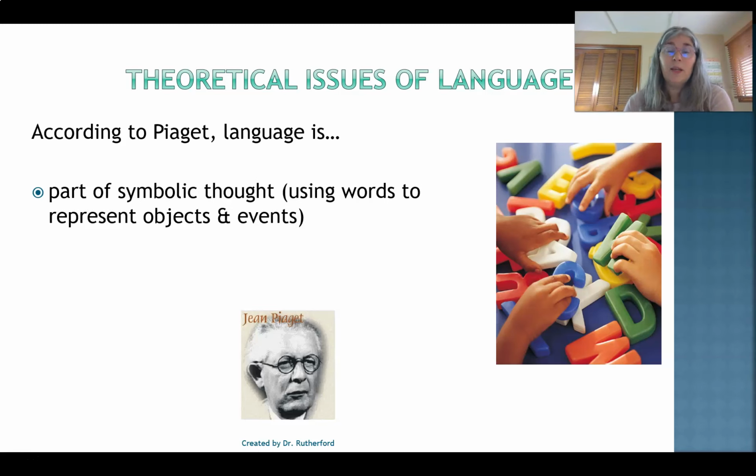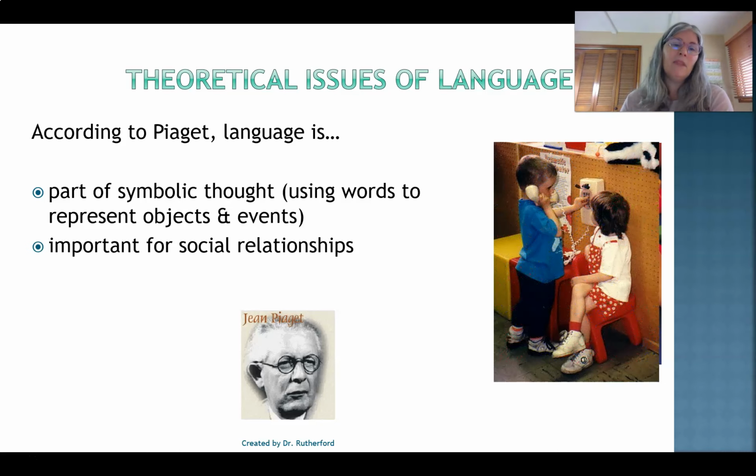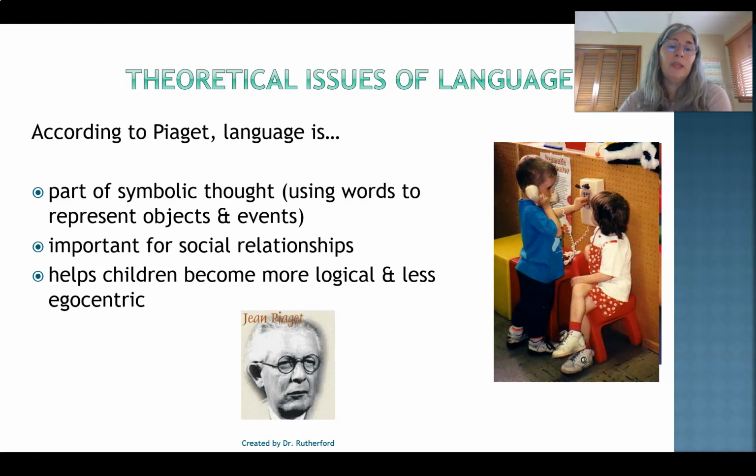To Piaget, language was part of our symbolic thought, our ability to use a word to represent an object or an event. That a child learns to use the word bottle to represent that they are hungry and that they want milk, for instance. Piaget also felt that language was important for social relationships and that once children acquire language, their relationships with their caregivers improve because the child's able to express their wants and needs.